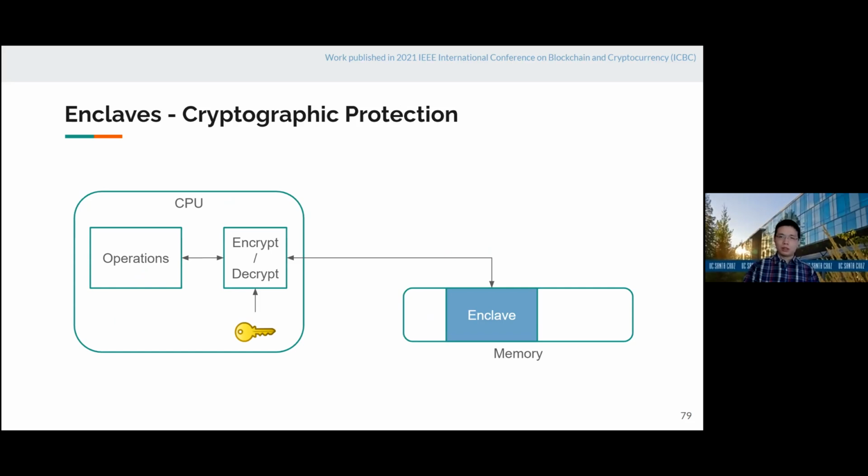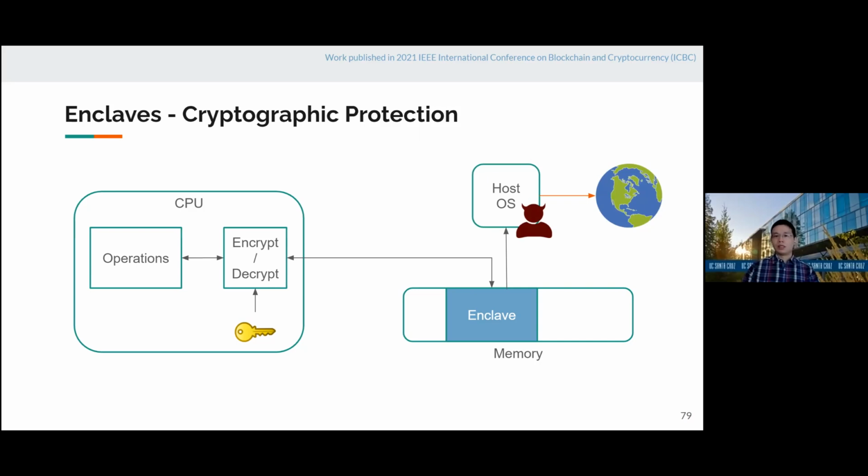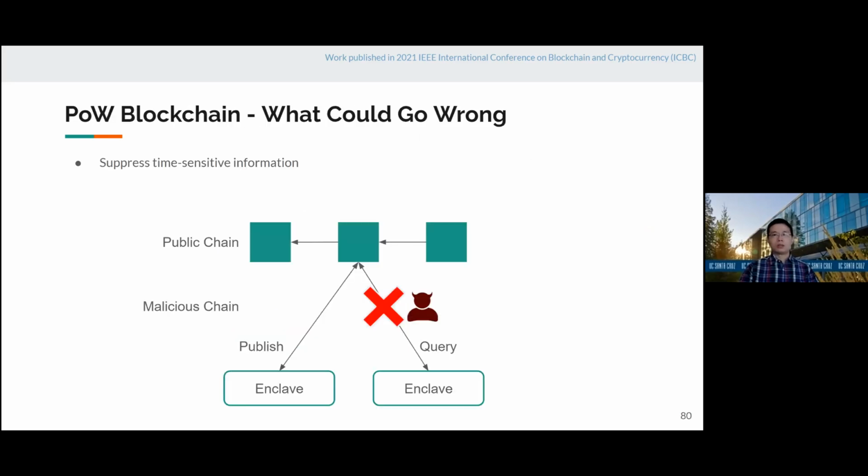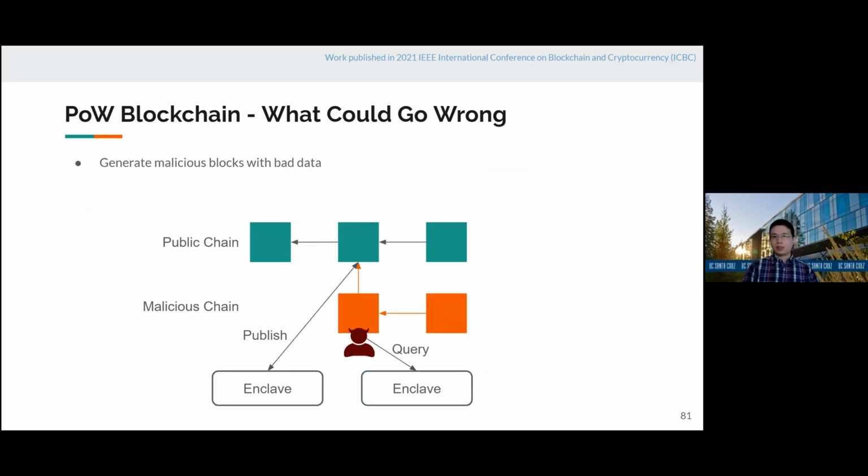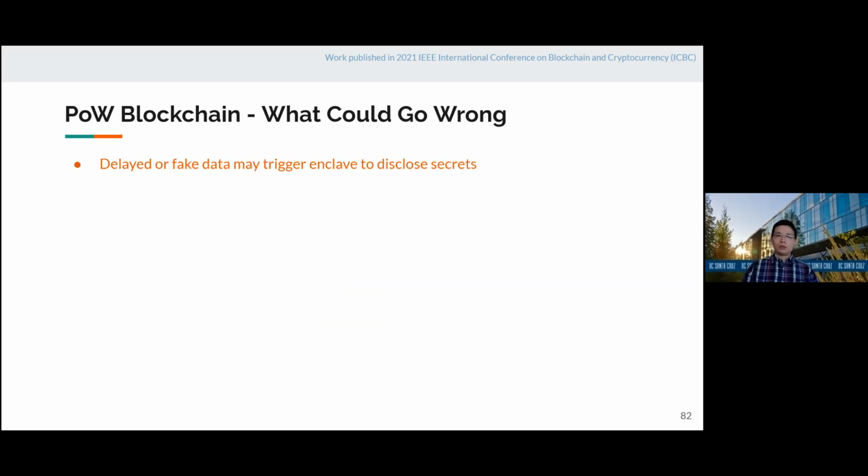Obviously, the CPU cannot help the enclave to establish a network connection. So the only way is to ask the host operating system for help to establish the network connection. However, the operating system is under the attacker's control, so we cannot trust this network connection. Let's see what could go wrong in this scenario. One possibility is that the attacker can suppress or delay the message from the network, or the attacker can just generate its own malicious blockchain and always forward these malicious blocks to the enclave. Both delayed or fake data may trigger the enclave to disclose some secrets.